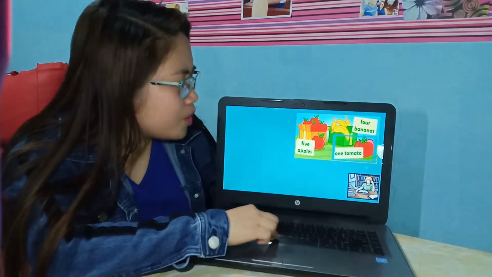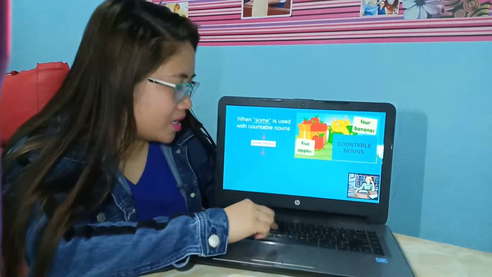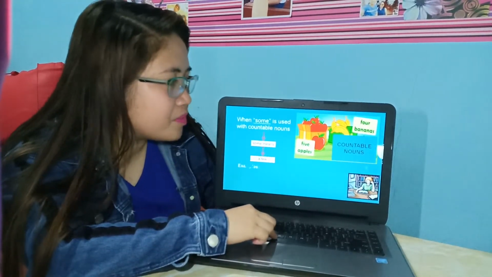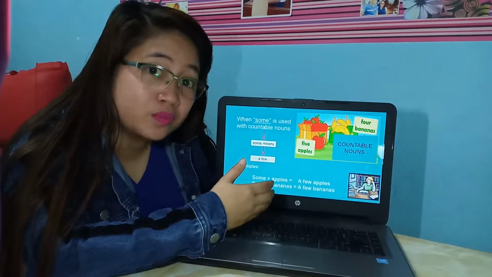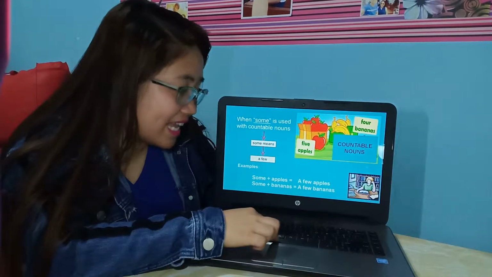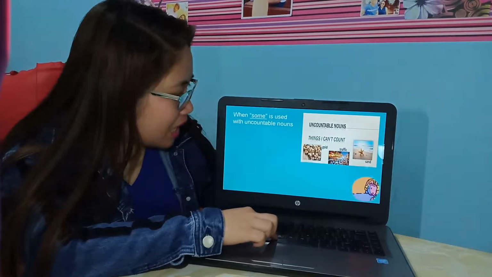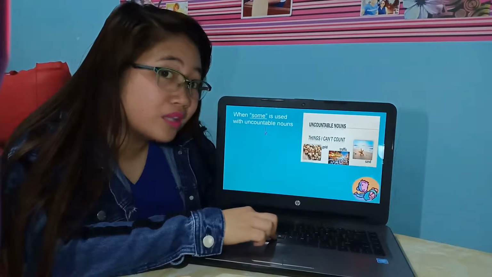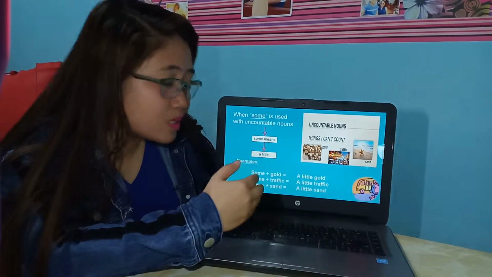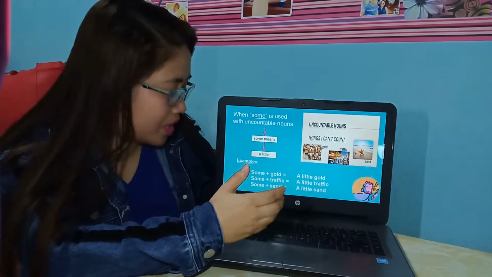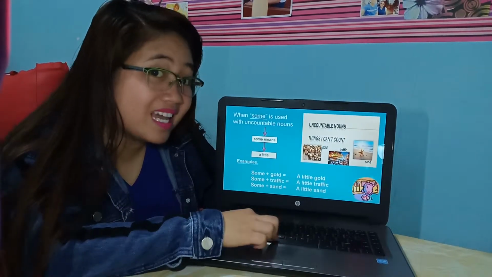Okay, so how do we use it? When some is used with countable nouns, the word some means a few. These are the examples. Some plus apples, it will be a few apples. Some plus bananas, it will be a few bananas. And what if it is with uncountable nouns? When some is used with uncountable nouns, the word some means a little. These are the examples. Some plus goat, it will be a little goat. Some plus traffic, it will be a little traffic. And then some plus sun, it will be a little sun.